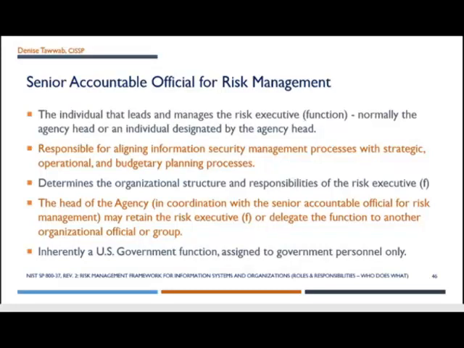The head of the agency, in coordination with the senior accountable official for risk management, may retain the risk executive function or delegate that function to another organization, official, or group. Inherently, this is a U.S. government function assigned to government personnel only. That is your senior accountable official for risk management.